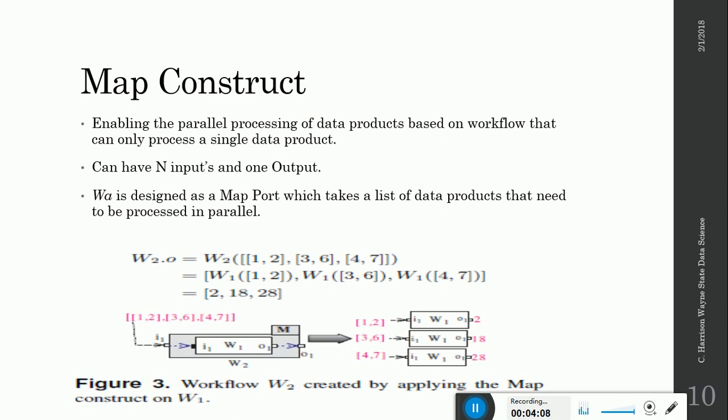With the input of 1, 2, 3, 6, and 4, 7, you can see here that we would multiply those out by mapping them out. So 1 times 2, 3 times 6, and 4 times 7, and end up with the output of 2, 18, and 28.